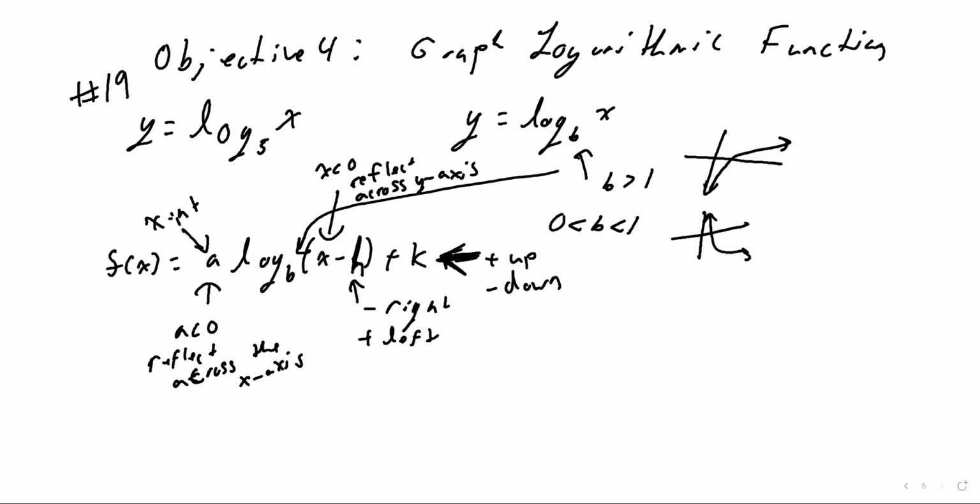I'm just trying to give you all the information you need. All right, so since my a is positive, well, it's positive, but it's 1, so I'm going to cross at 1. The b is greater than 1, so therefore it's going to be almost like an exponential growth. Yes. There you go.